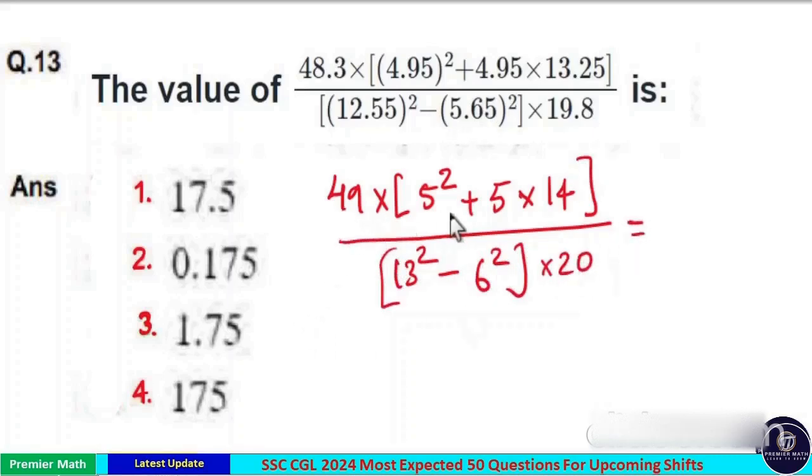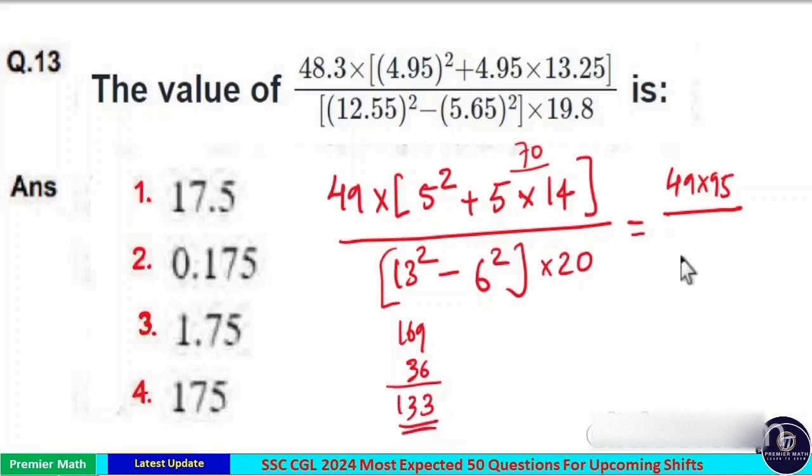Now, which is equal to here 5 square plus 5 into 14. 14 into 5 is 70. 70 plus 5 square is equal to 95. So 49 into 95, divided by here 13 square is equal to 169. 6 square is equal to 36. So 169 minus 36 is equal to 133. So 133 into 20 in the denominator.